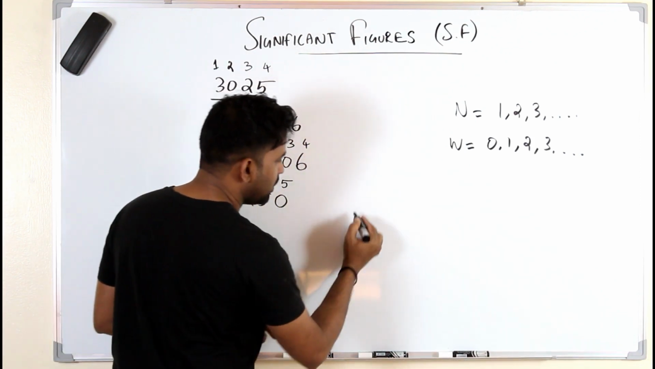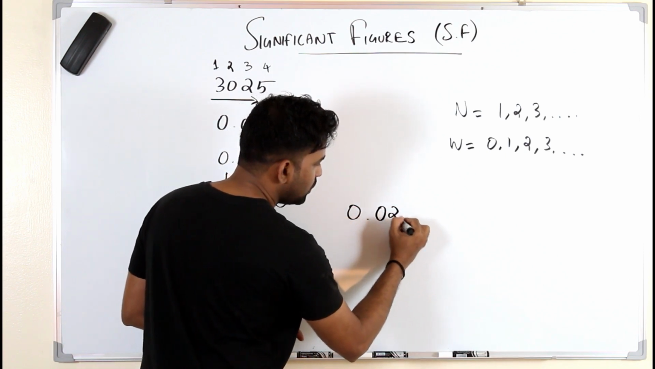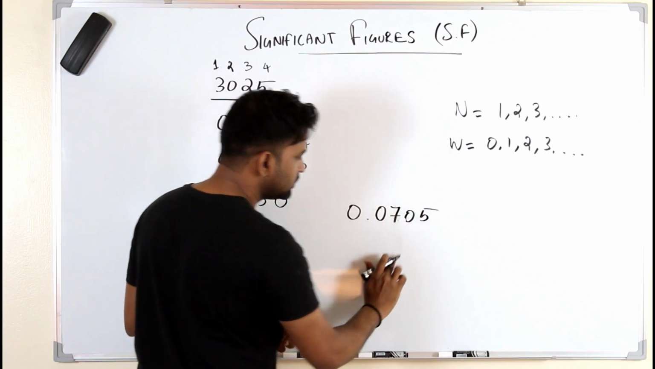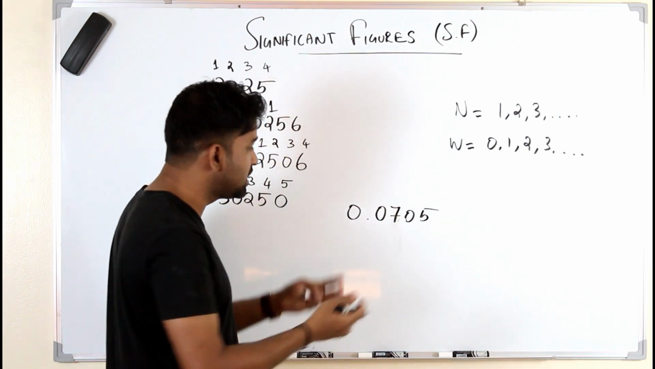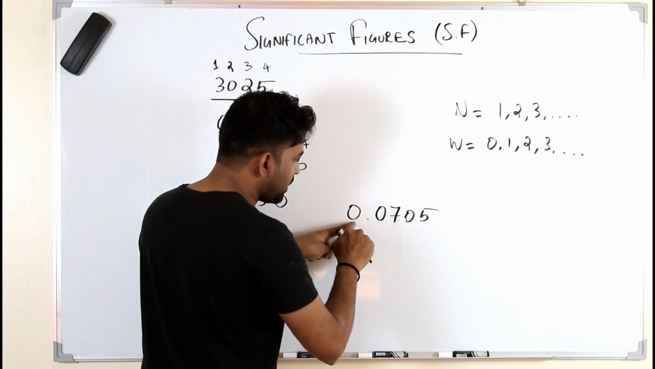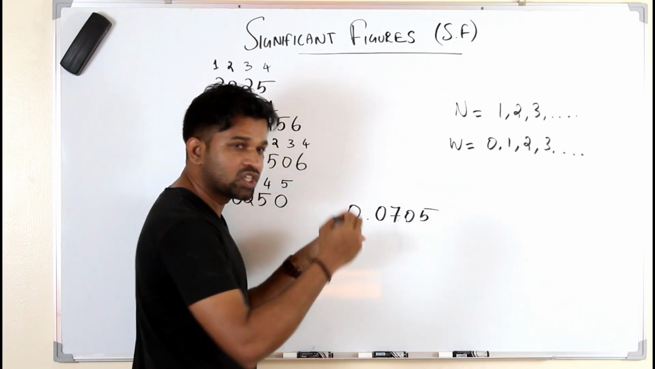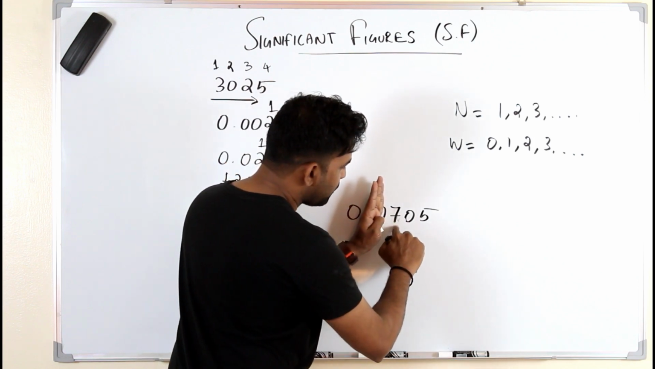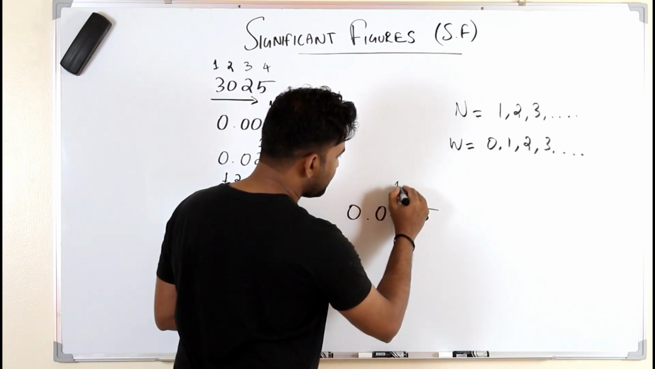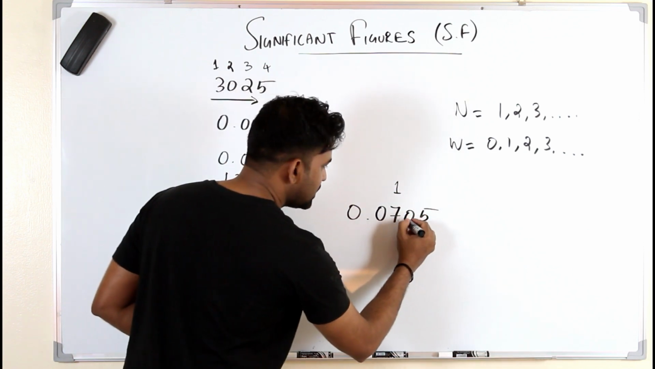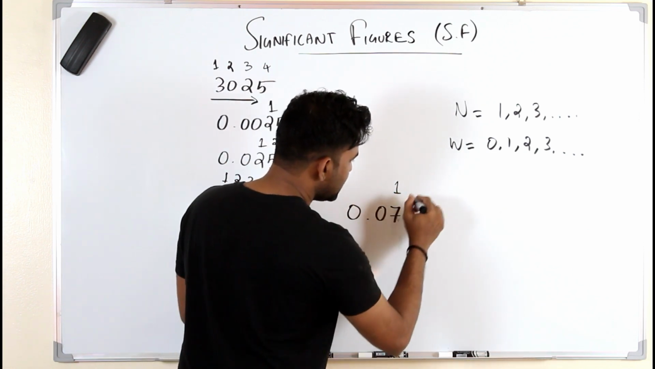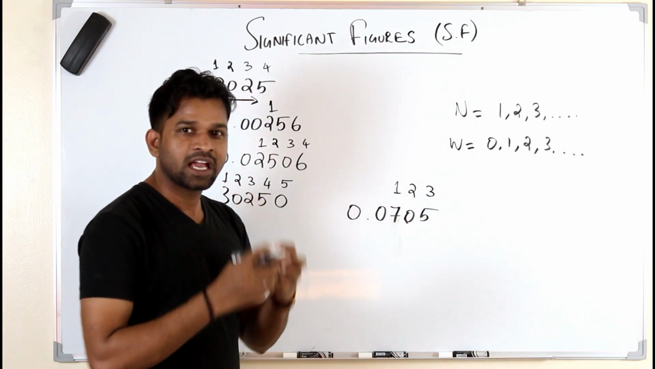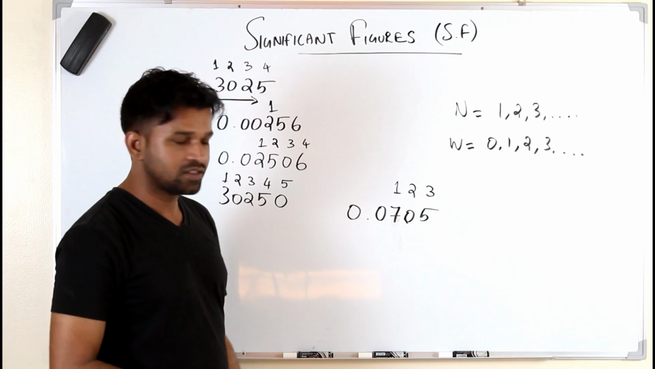Let's say I take another number, 0.0705. This is a decimal number. When we start from left, we must look for the first natural number. So 0, 0, we omit them. Our first natural number is 7. That is the first significant figure, and the rest of the numbers are the subsequent significant figures, like second, third. So this number has 3 significant figures.